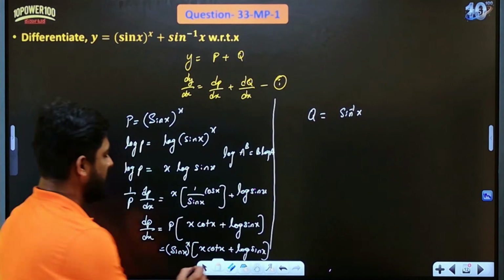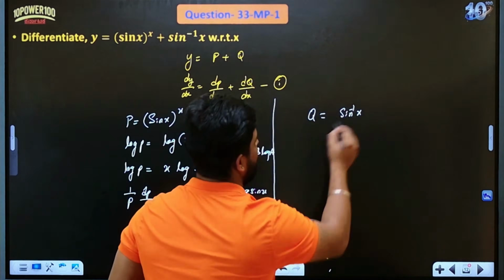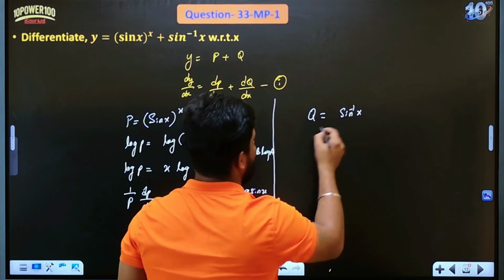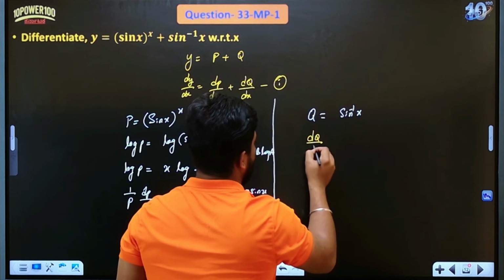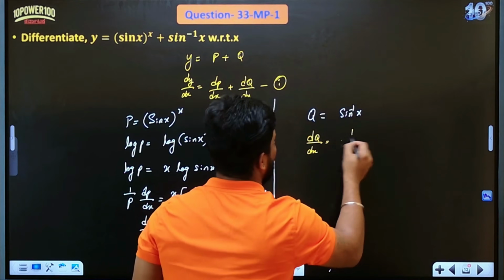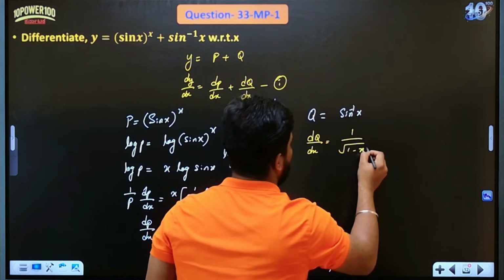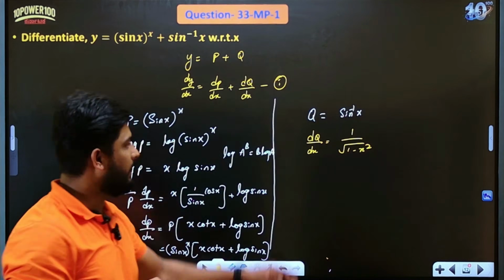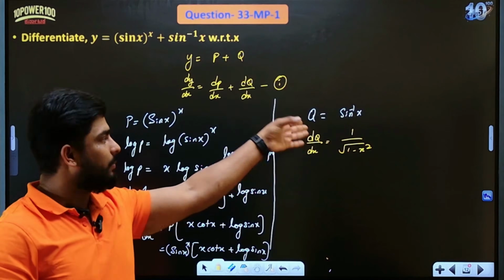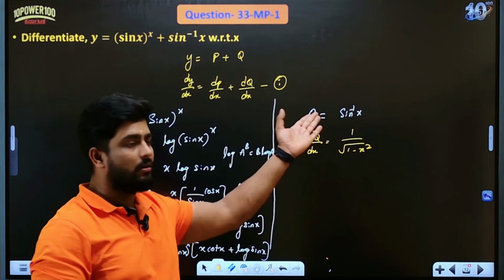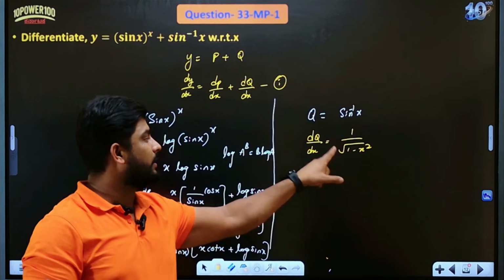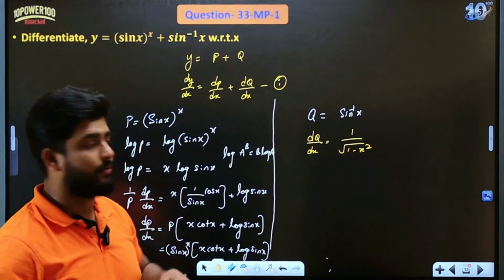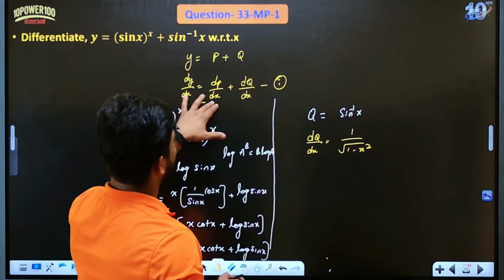Now the second part. The second part is q is equal to sin inverse x, so dq by dx is equal to 1 by root of 1 minus x square. It is a direct answer. We need not take log there, because sin inverse x is the original function, so it's not a function to the power function. So we got 1 by root of 1 minus x square. Then you just have to add both of these.